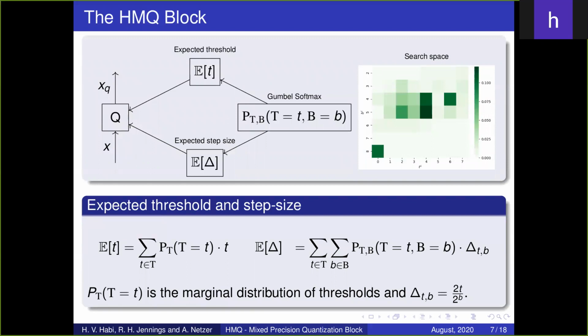During training, we define the expected threshold and expected step size using differentiable functions of the probability distribution of the pairs and learn the quantizer parameters using standard SGD.